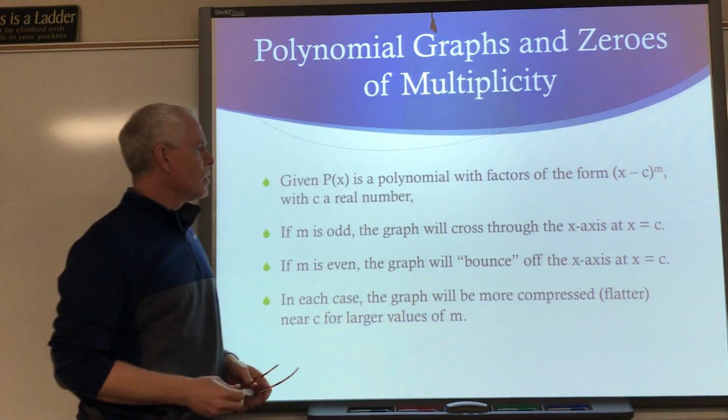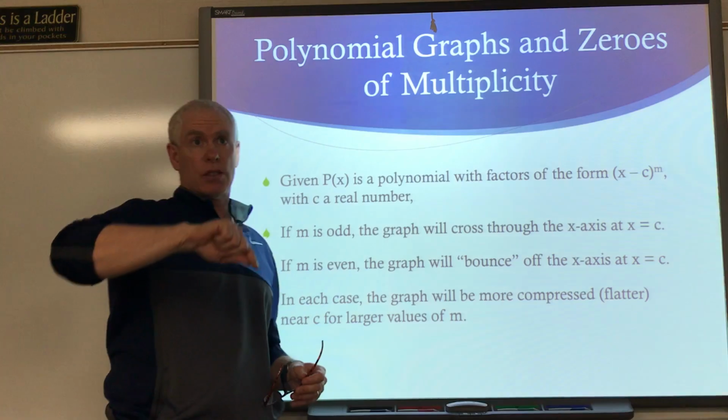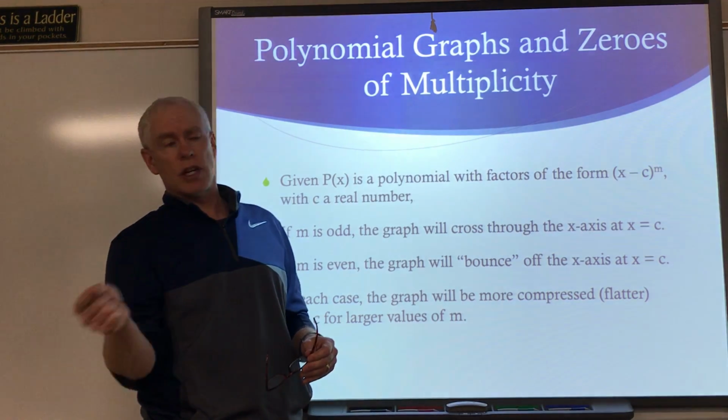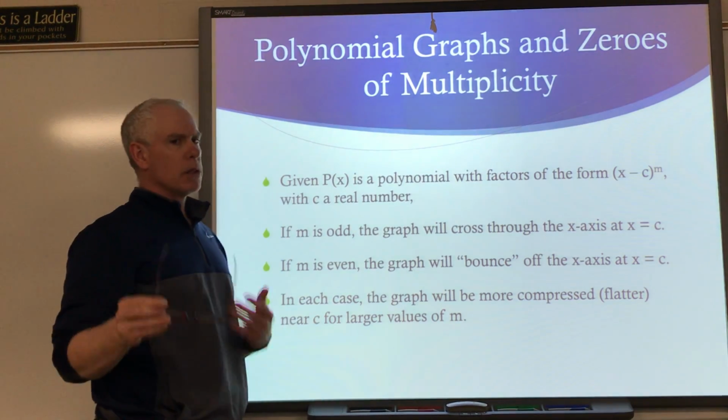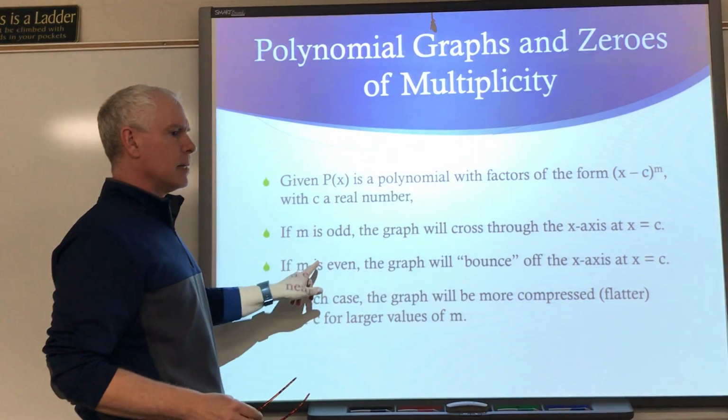If m is even, the graph bounces off the x-axis. So it touches the x-axis and then changes directions immediately. That's going to help us determine what our graphs look like a little bit.